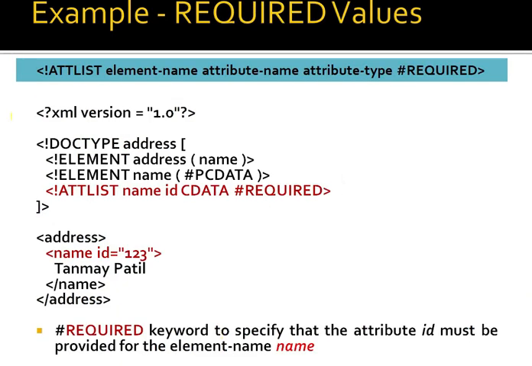Then required. Required is a keyword to specify that the attribute ID must be provided for the element name. So if you look here, address is the child element, name is of this type, and this name element can have an ID attribute. When the ID attribute is used in the XML file, the value should be supplied. Why? It is required.